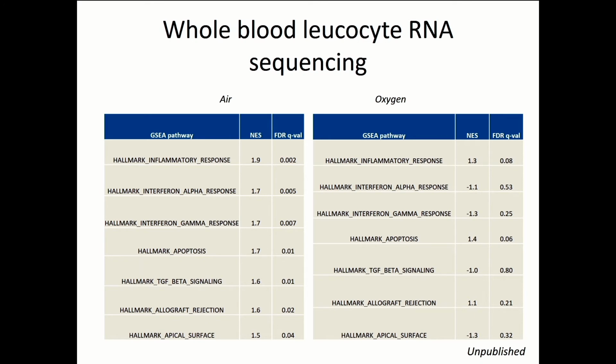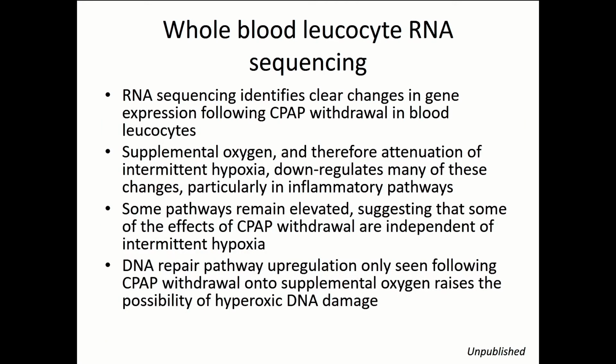To go on and look at inflammation in a bit more detail, we've performed RNA sequencing on whole blood leukocytes from these individuals, and we saw a number of genes that were upregulated with CPAP withdrawal onto sham, which were not upregulated with CPAP withdrawal covered with supplemental oxygen. And looking at a pathways approach, we can see that actually some inflammatory pathways are upregulated with CPAP withdrawal onto air, but are not upregulated onto oxygen. This is exploratory data and is something that we're working with to understand more fully what this means.